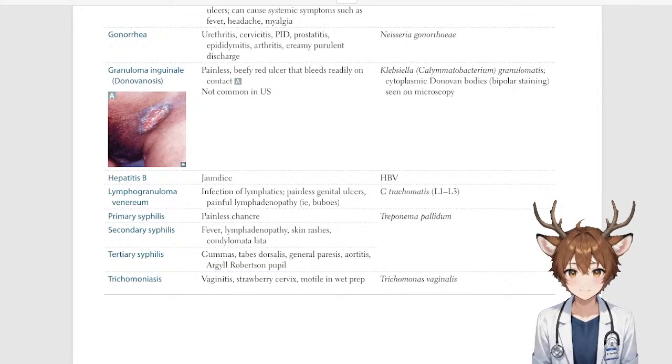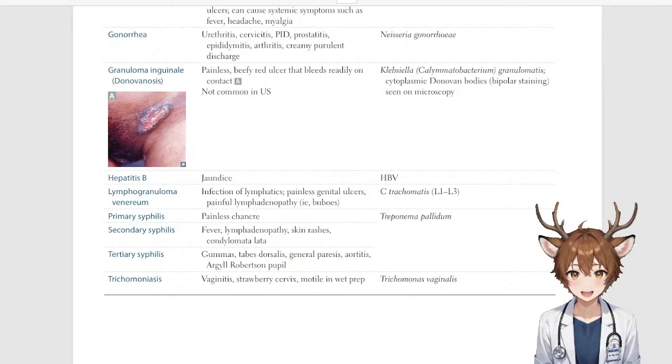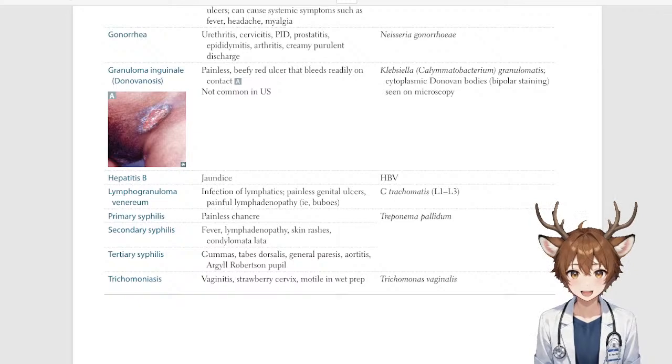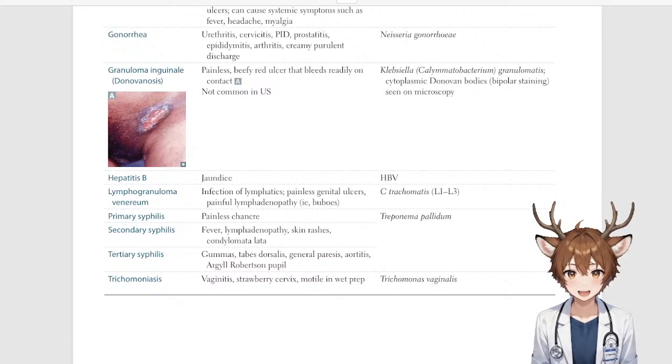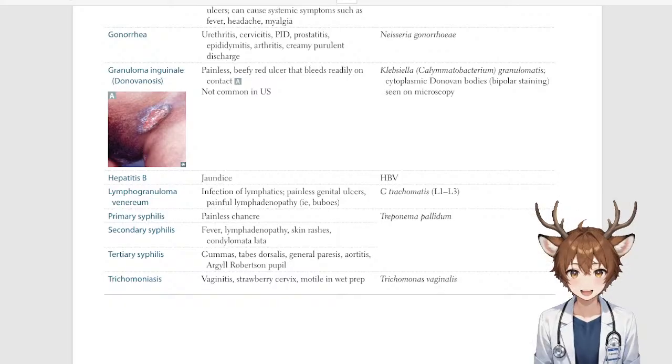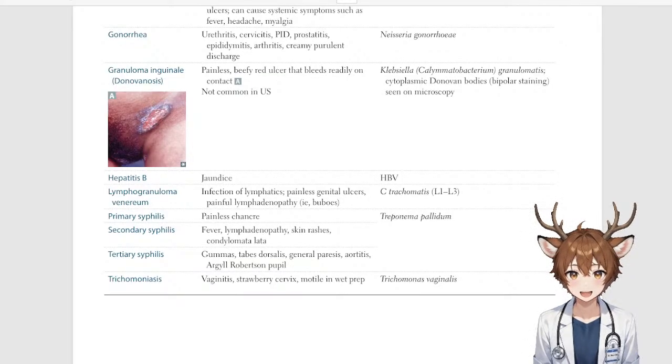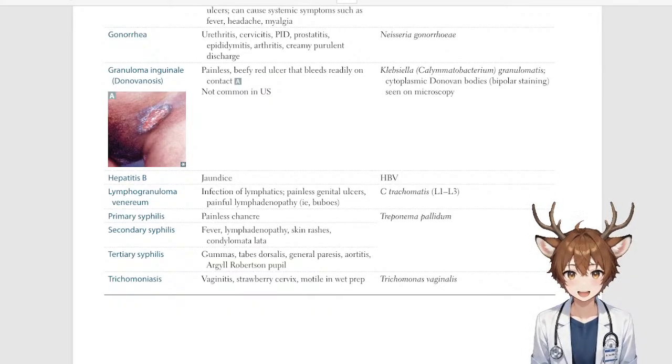So where were we? Primary syphilis. We're going to go into syphilis right now. Primary syphilis: painless chancre, regional lymphadenopathy. Remember, primary syphilis is a painless chancre. Compare that to Haemophilus ducreyi, which causes a painful chancroid. So painful chancroid, Haemophilus ducreyi, and painless chancre, think syphilis, think Treponema pallidum.